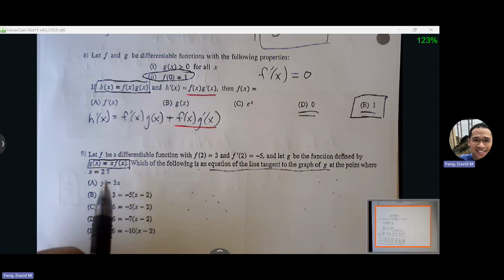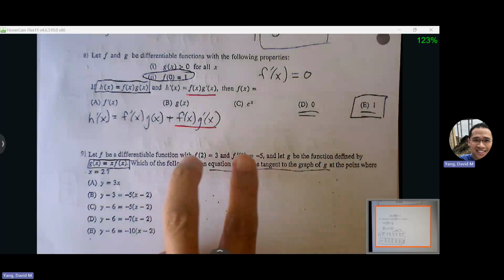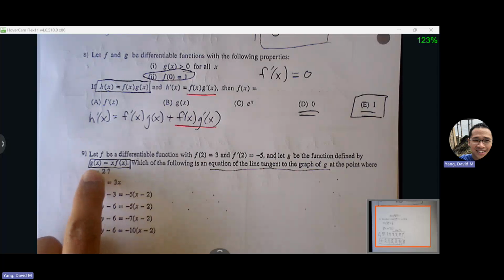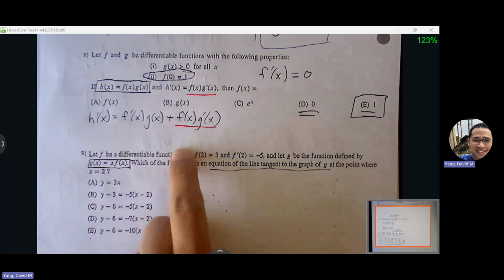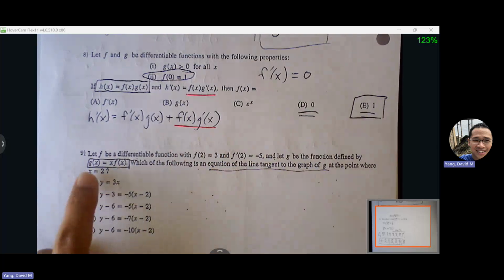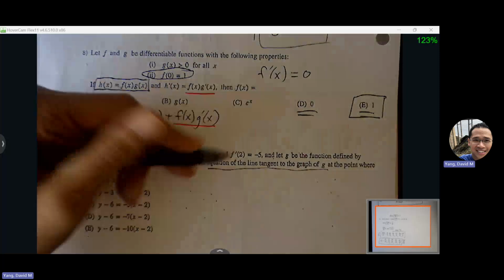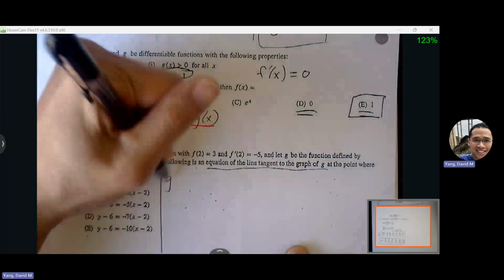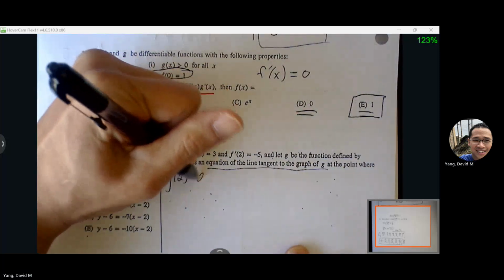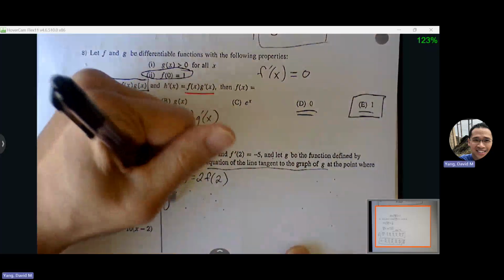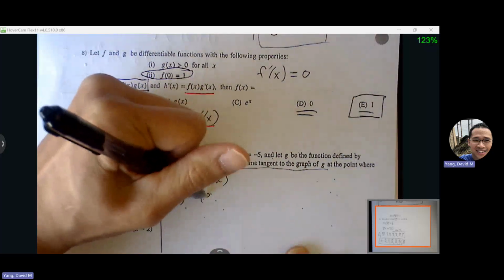So we're trying to find not the slope of the tangent line of f, we're trying to find the slope of the tangent line at g. So we have to find the order pair at g using the data given, find the derivative of g, plug in using the data given. So if I want to find g of 2, I can just plug into this function here. Let's get that out of the way. We know f of 2 is 3, so 2 times 3 is 6.